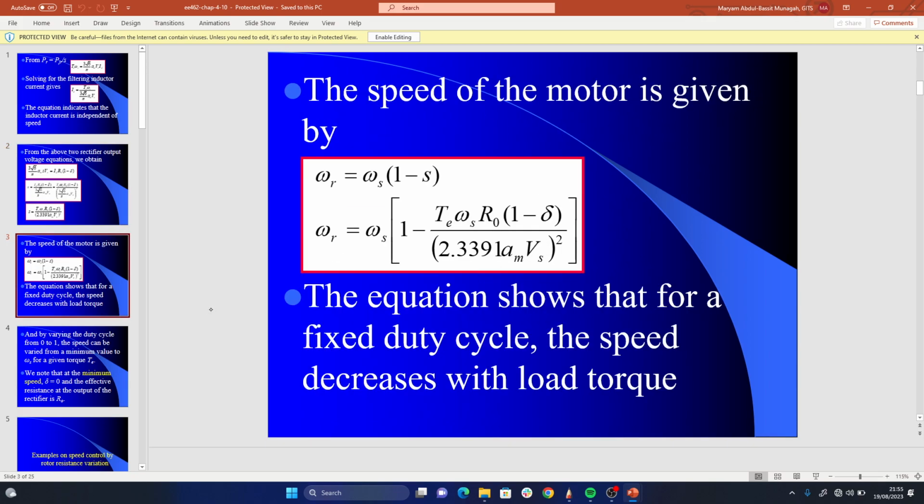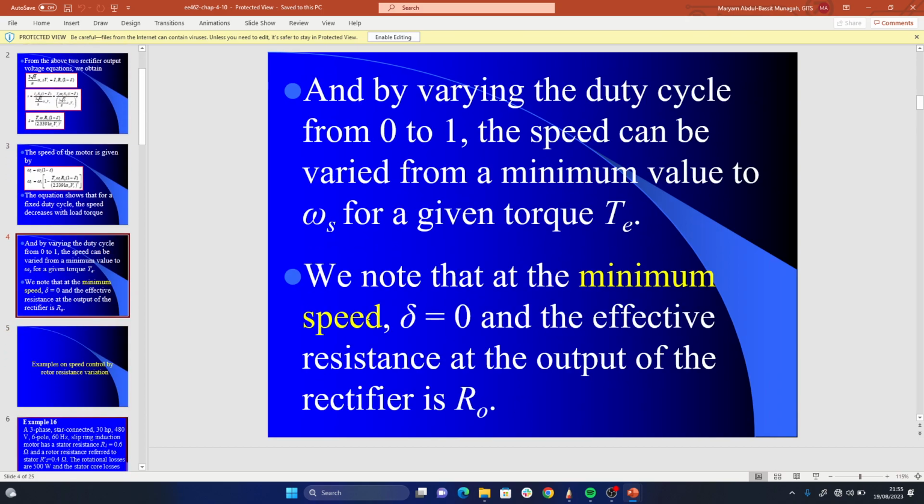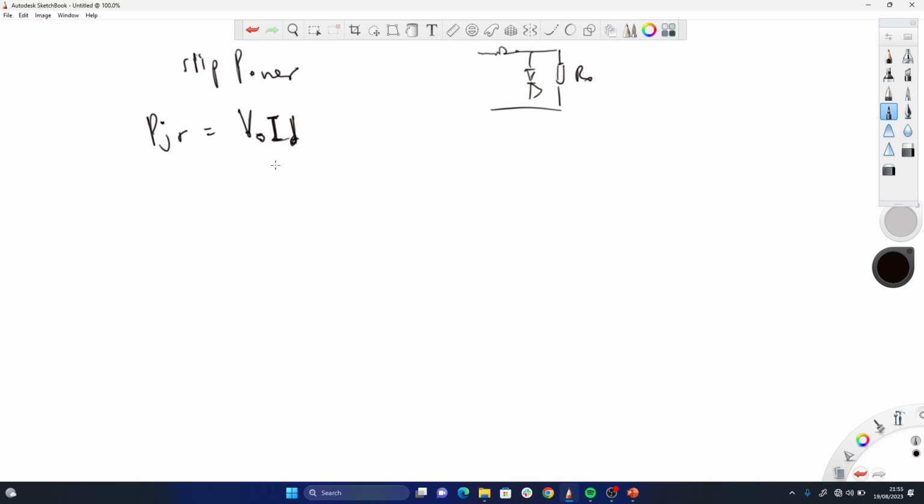Okay. So we've seen all the formulas that we'll be using, right? The formulas we'll be working with. So we can get into a question very soon. Let's see. So we said PJR is equal to V naught ID. Now I know that for a motor, PR is what? PR is torque times synchronous speed.